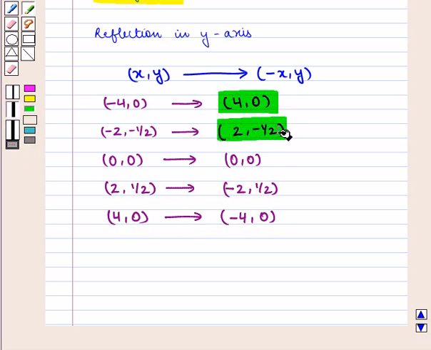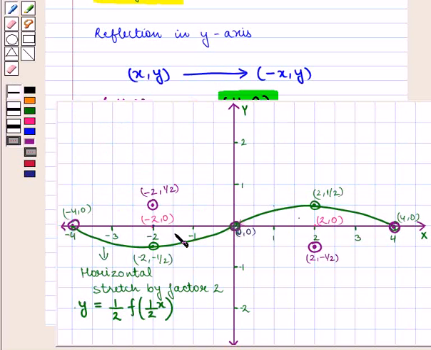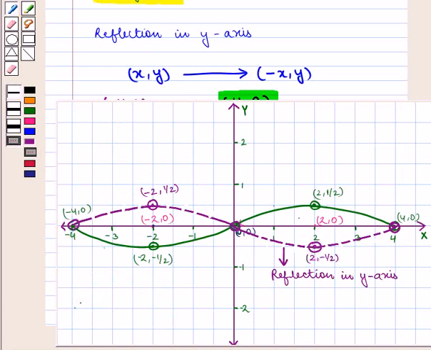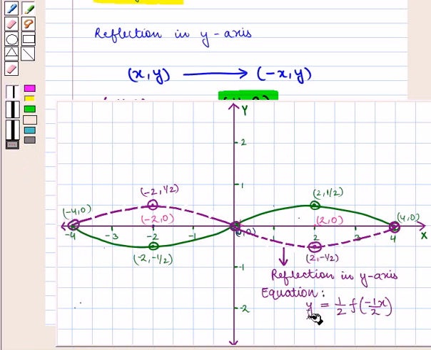Again, we plot these points on the coordinate plane. So, here we have plotted these points and now we join these points by a freehand curve. Now here, this dotted purple curve shows the reflection of the green curve in the y-axis. Now the equation of this curve becomes y is equal to 1 by 2 into f of minus of 1 by 2 x. Lastly, we translate this dotted curve one unit right and one unit up.